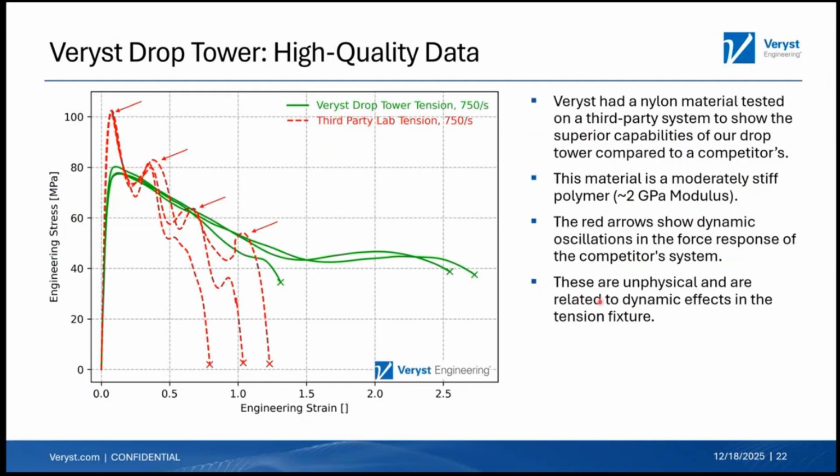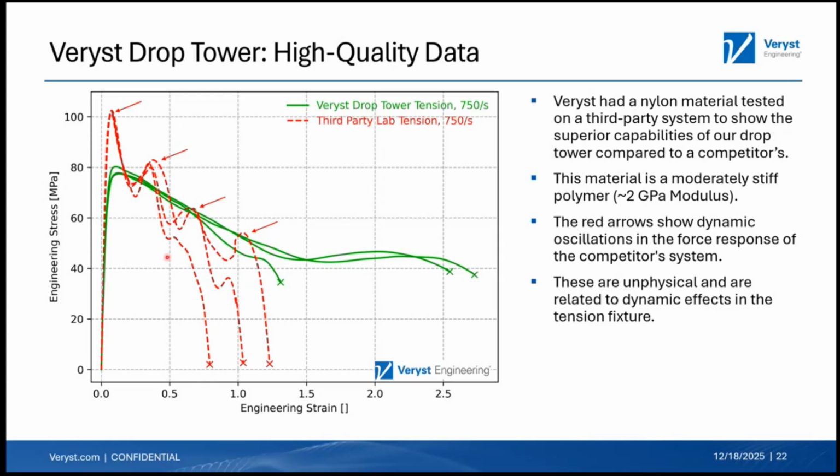Talking a little bit about our drop tower, I wanted to show an example of why we developed it and why we think it's better, because there are other drop towers or other high-speed test systems on the market. We took one of our materials, which I believe was a nylon material, and tested it at about 750 strain per second on our drop tower, and that's what you see in the green. Then we had the material tested by a competitor's product, on a servo hydraulic machine, and we got back the red.